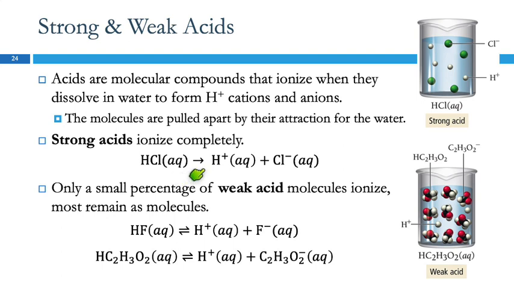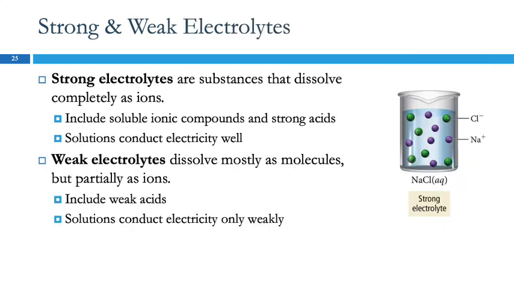So we've been using arrows that just point from reactants to products, but now we'll also sometimes see these double-headed arrows. And what this means is this goes in both directions. This is not going completely to the right. It's an equilibrium, if you remember from Chem 3A. So for weak acids, most of the molecules remain intact and only a few of them ionize.